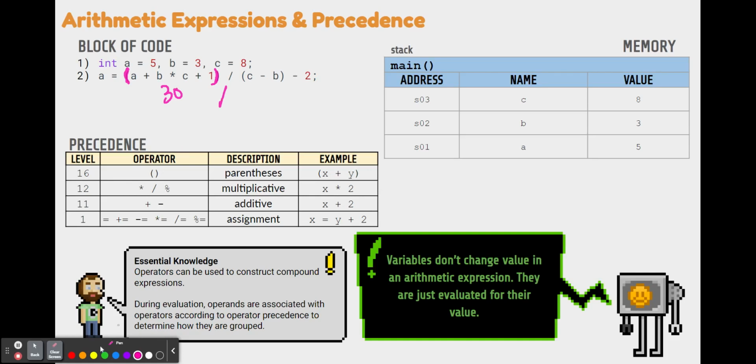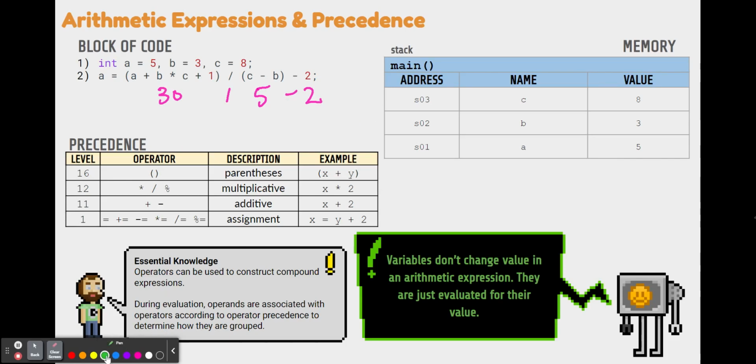We have divided by, but now we need to handle the second group of parentheses right here. We have C minus B. C is 8, B is 3. 8 minus 3 is 5. And we still have our minus 2 on the end. So we have 30 divided by 5 minus 2.